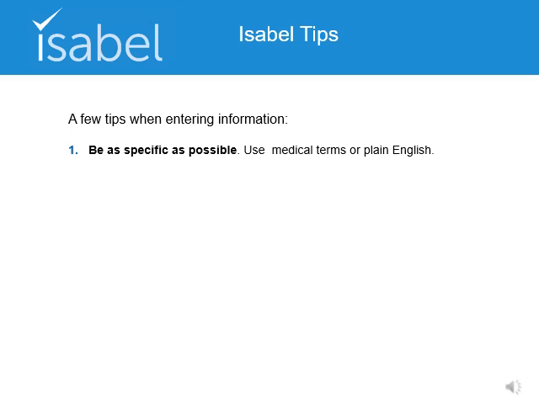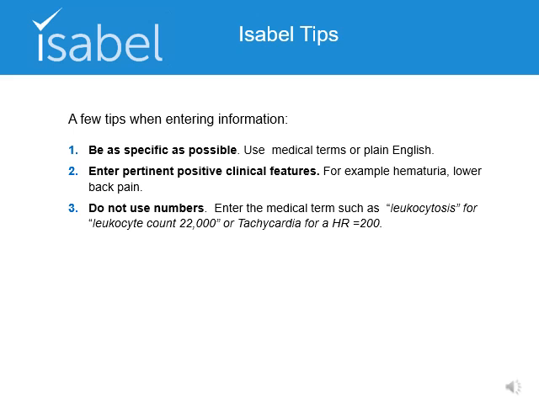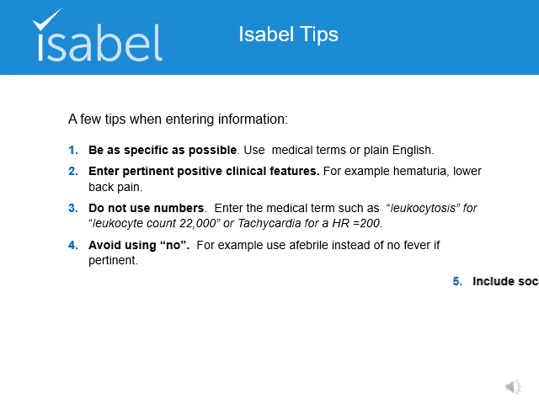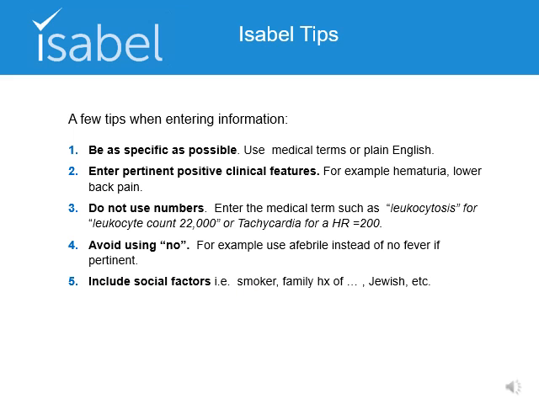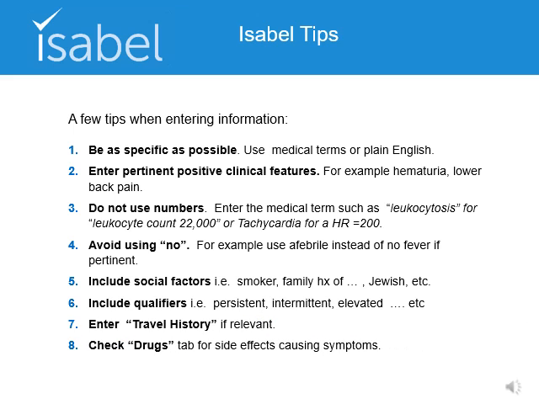Here are a few tips when entering information. Be as specific as possible. Enter pertinent positive clinical features. Do not use numbers. Avoid using no. Include social factors. Include qualifiers. Enter travel history, if relevant. Check Drugs tab for side effects causing symptoms.